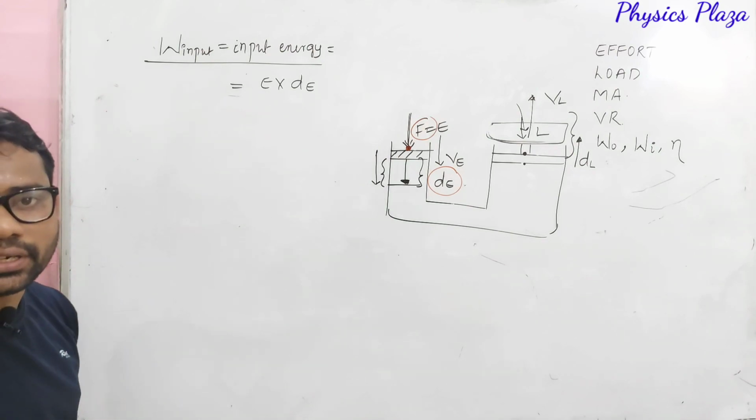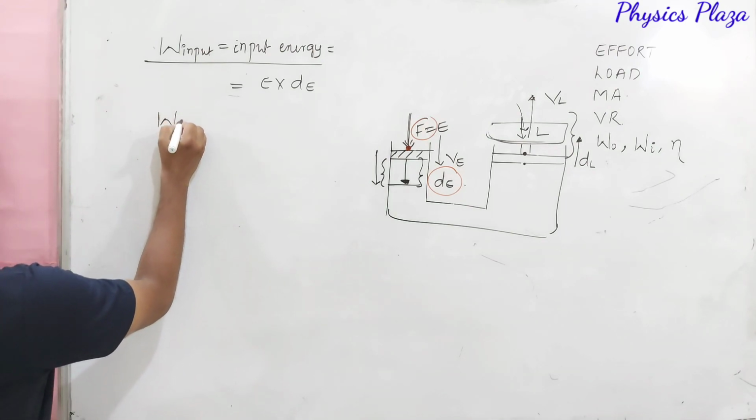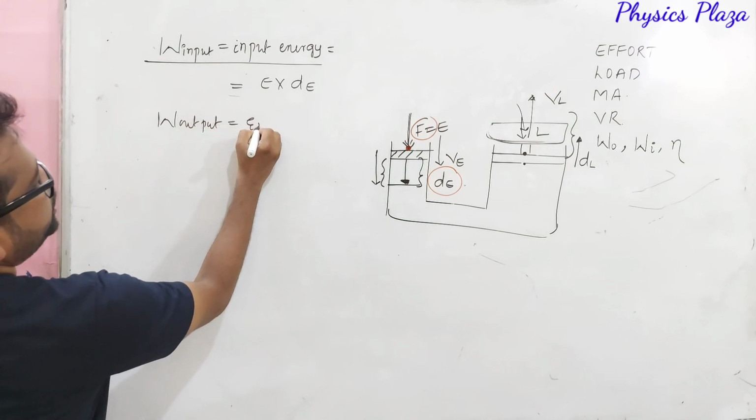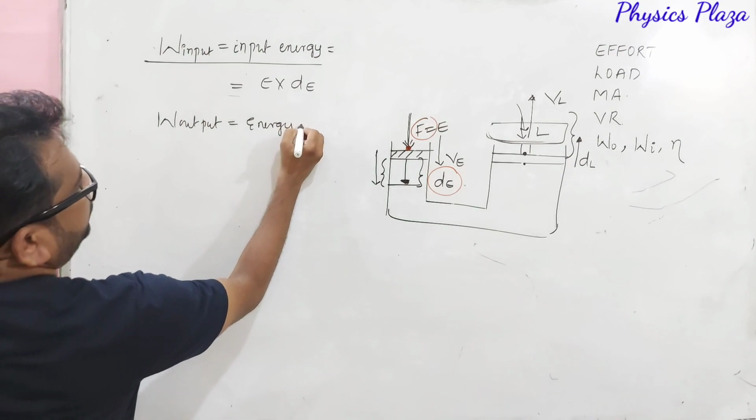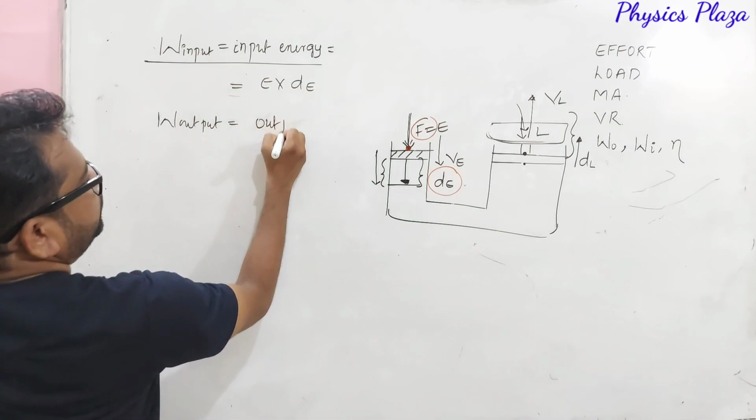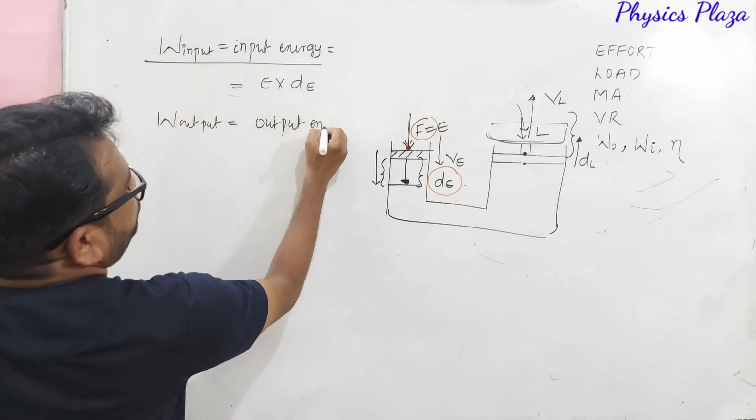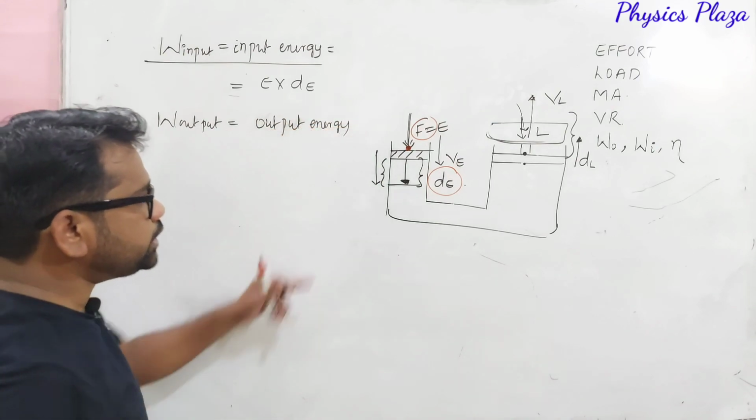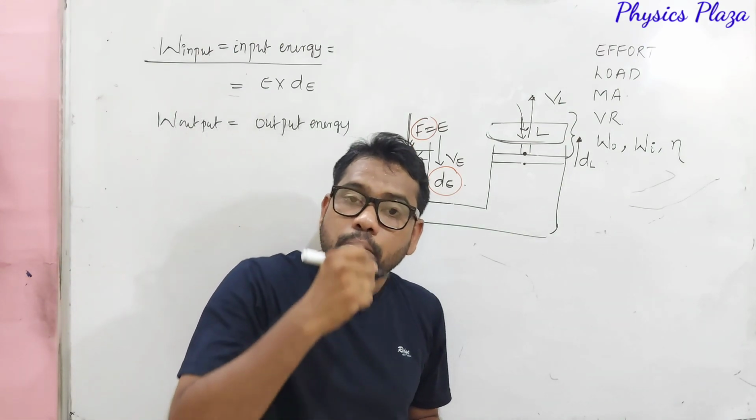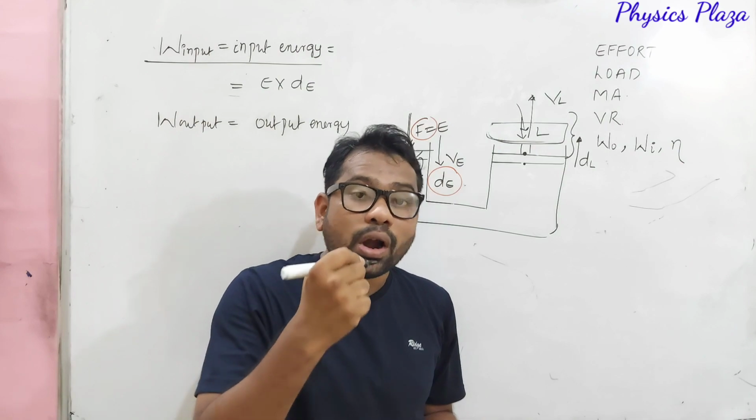Effort is nothing but force only, right? Fine. Then how to calculate work output? Work output, or energy output, or output energy, we can say. As effort is doing some work on the machine, in result, don't you think that the machine will also do some work?